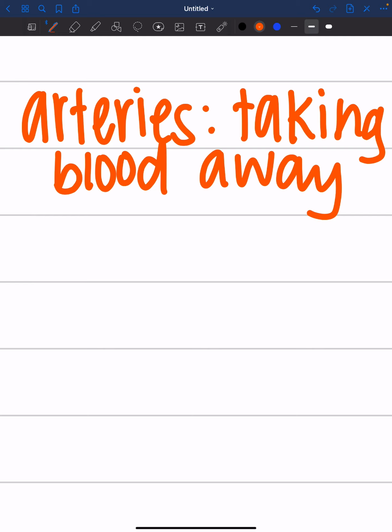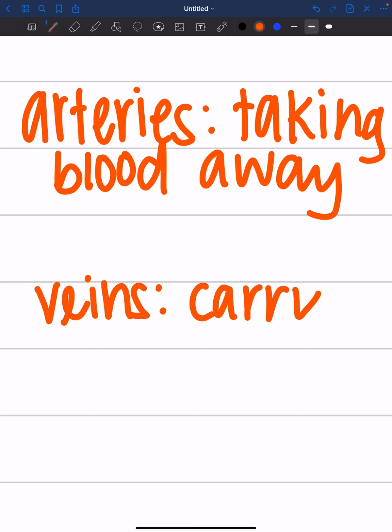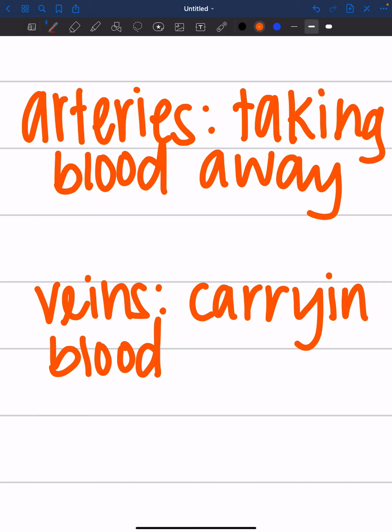And our veins carry blood. Our arteries are taking blood away from the heart, whereas our veins are carrying blood back to the heart.